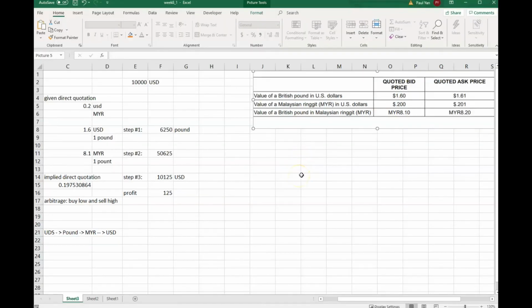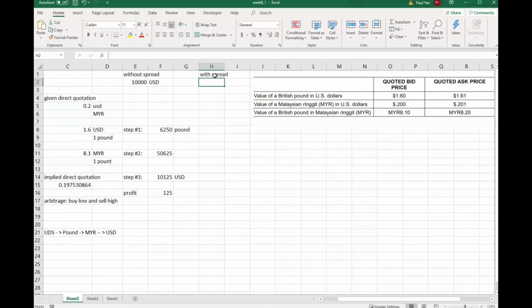Next, we consider the bid-ask spread. The first one was without considering the spread, and now we have with spread. The first concept is, even without calculation, we know the profit will be smaller. Again, our starting point is 10,000 US dollars. So this is step 1. What is our spread?